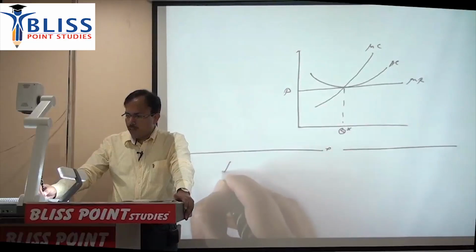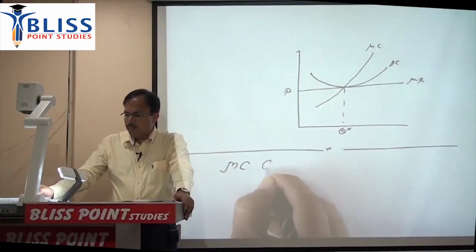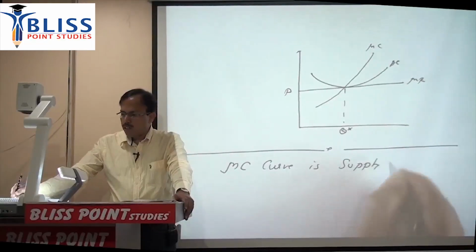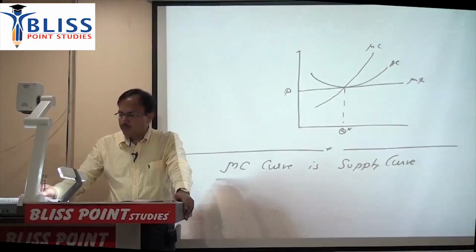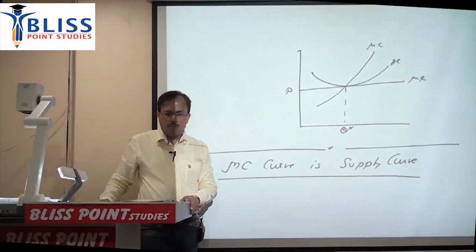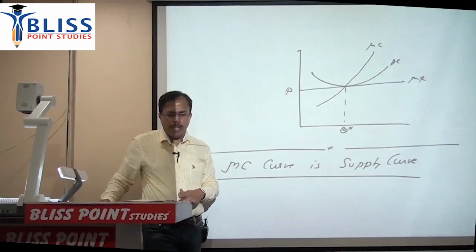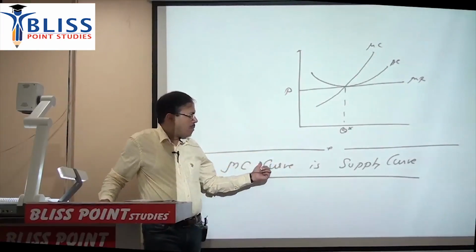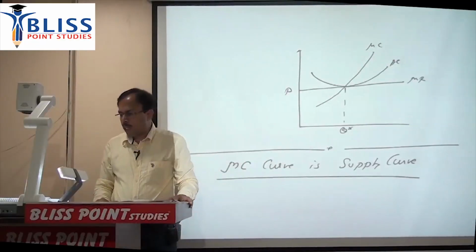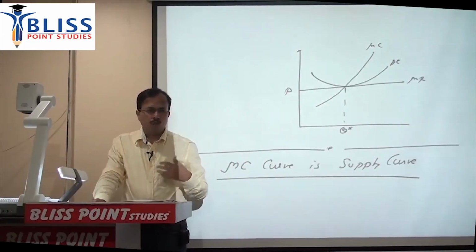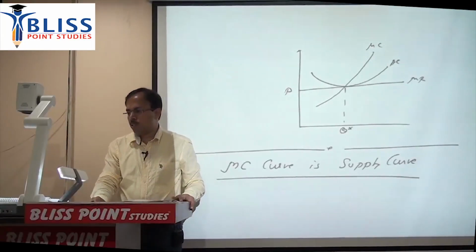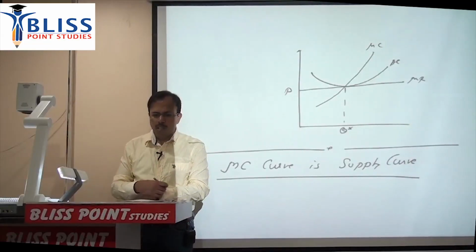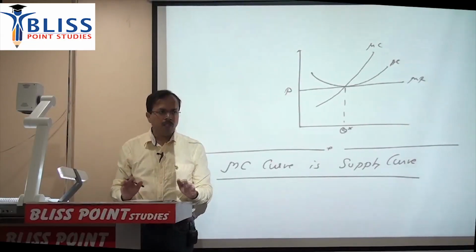ठीक है. अब below that make heading: marginal cost curve is a supply curve. Marginal cost curve is supply curve of competitive firm in short run. वो डायग्राम ड्रॉ करने के बाद कह below that marginal cost curve is supply curve of competitive firm in short run. Why marginal cost curve is called supply curve of firm in short run? Marginal cost curve is supply curve of competitive firm in short run.